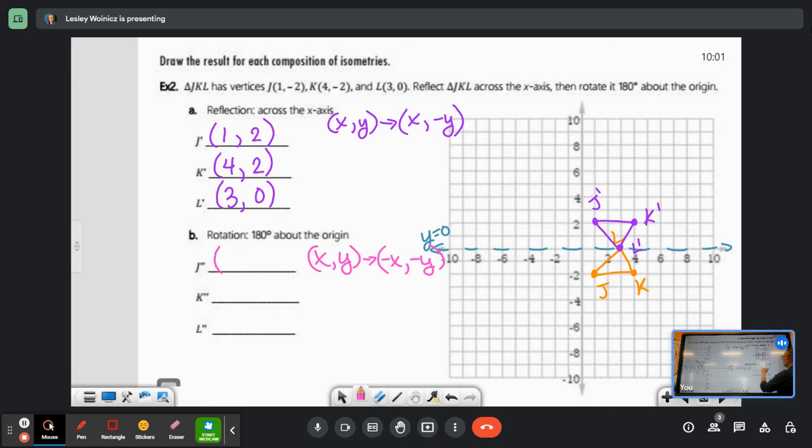So that'll be negative 1, negative 2, negative 4, negative 2, and negative 3, 0. Opposite of 0 is still 0. So J double prime goes to -1, -2. K double prime goes to -4, -2. And L double prime goes to -3, 0.